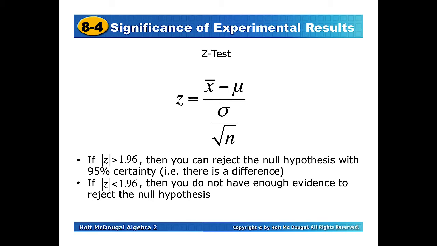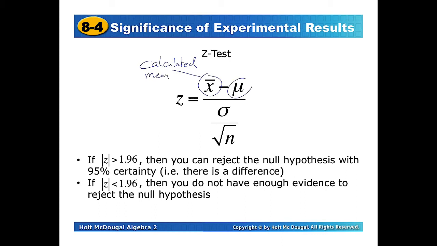So you've got z equals x bar minus mu over sigma over the square root of n. That's a lot of stuff there. So let's break it down piece by piece. This x bar, we looked at that last week. That is our calculated mean or average. So using the actual real data, that's what we get.